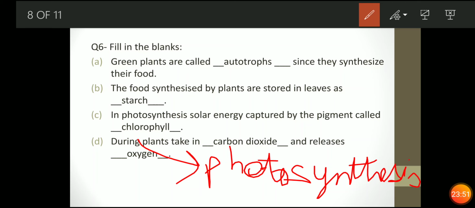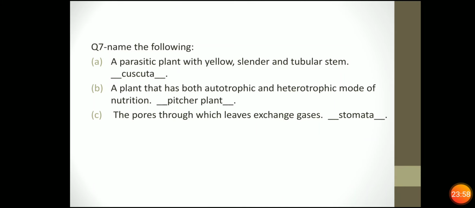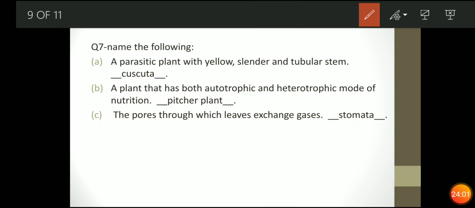ड्यूरिंग फोटोसिंथेसिस प्लांट टेक इन, क्या लेते हैं प्लांट्स? कार्बन डाइऑक्साइड. और क्या रिलीज करते हैं? दैट इज ऑक्सीजन. नाउ नेक्स्ट क्वेश्चन इज, आपको नेम करना है, इन सबके बारे में बताना है.